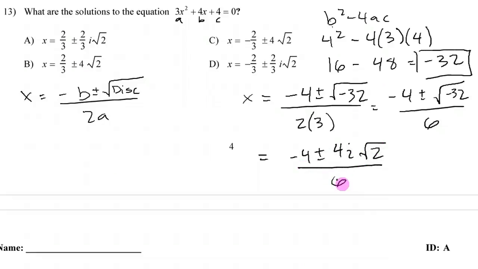And now we just reduce. Make sure you distribute to both. So it's negative 2 over 3. And when I reduce this, it's also plus or minus 2 over 3, and then I have i root 2. Which is, what is that? That one right there. Okay.